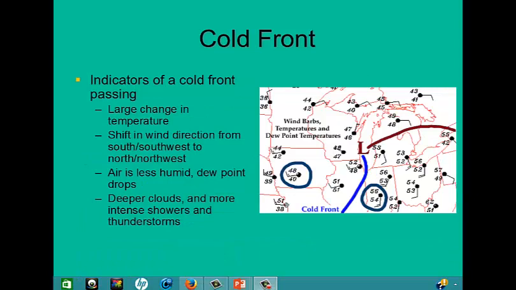Indicators for a cold front will be a large change in temperature as well, going from warmer temperatures to colder temperatures as the cold front moves in. Shift in wind direction from the south-southwest to the north-northwest. Air is much less humid, and dew point actually drops this time. Deeper clouds and more intense showers and even thunderstorms can occur with this type of system.